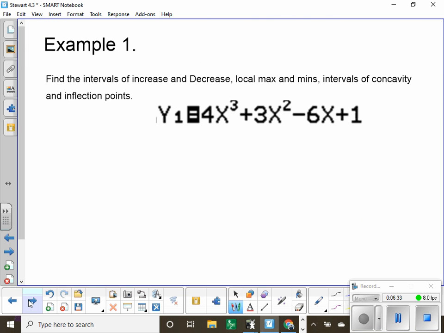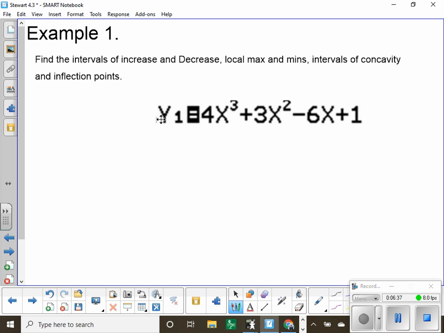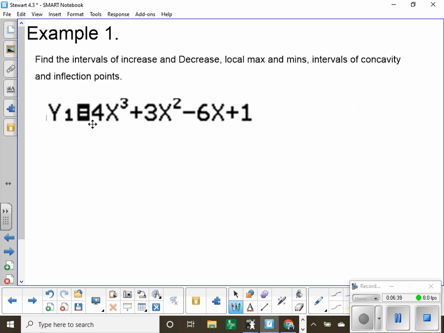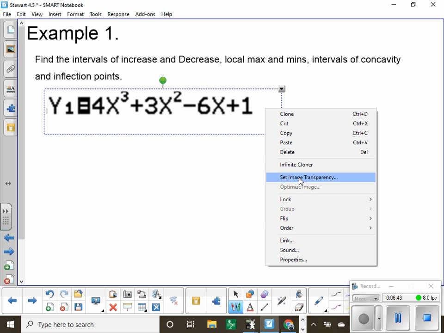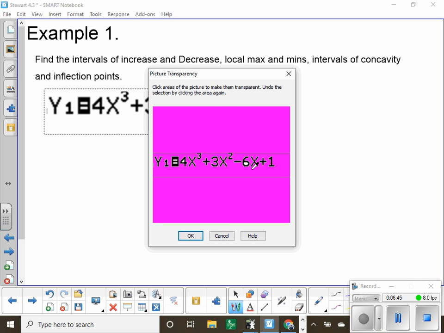All right, so here we go. We're going to find all this information out about this function here. This is a polynomial, and as you know in calculus, polynomials are your friends. Right? Polynomials are your friends because they're easy to take derivatives of, correct?